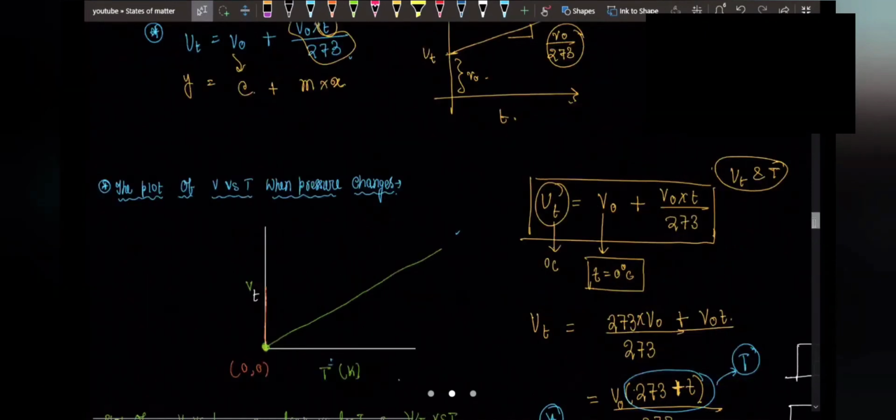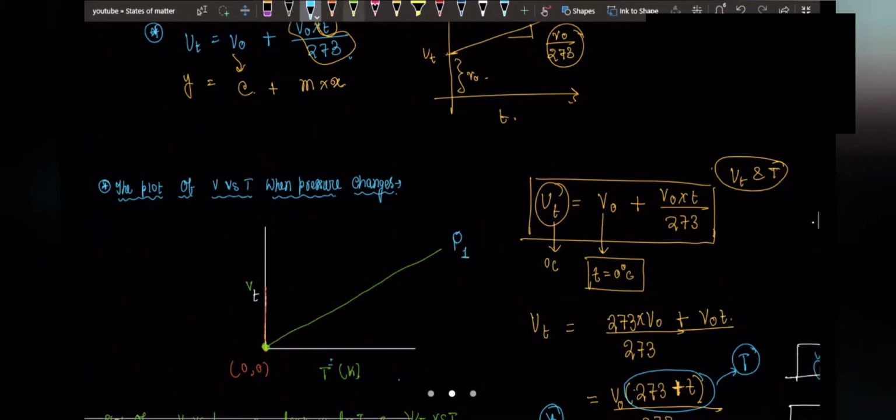Now, if the pressure is varied, like over here, let's say that's P, and let's say I am drawing another Charles law curve, which goes like this. Okay. And let's say here the pressure is P2. Now, the question is for you: which pressure is higher, P1 or P2? So just pause this video, think about this question, and then try to answer it.